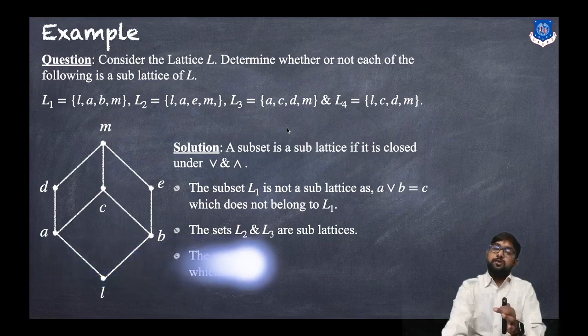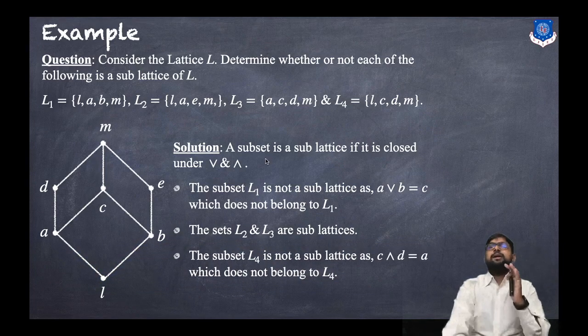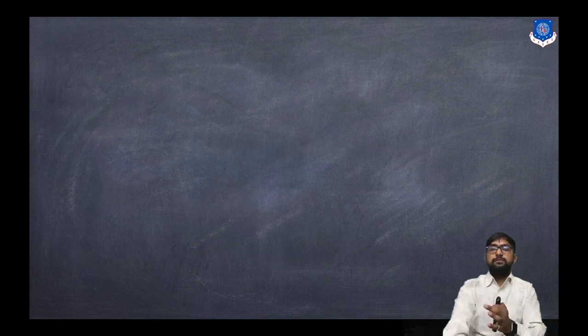Now for L4, just give me one pair in which LUB or GLB does not belong to the same set. The pair is C and D. You can see that for C and D, the greatest lower bound will be A. But A does not belong to the given set. So that means it is not a sublattice. So this is how you can find whether it is a sublattice or not. Thank you.